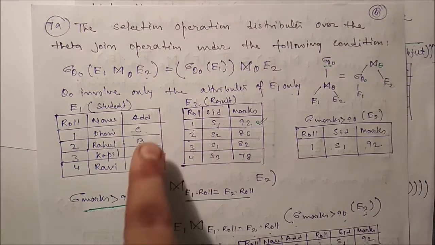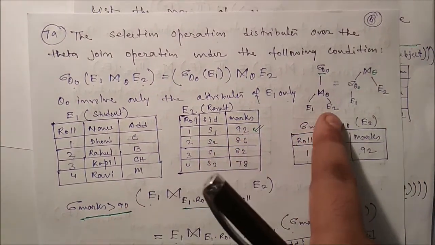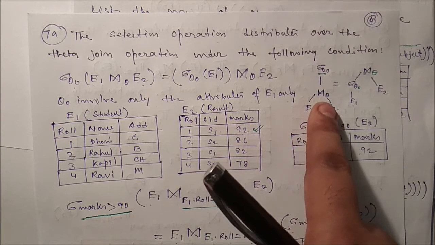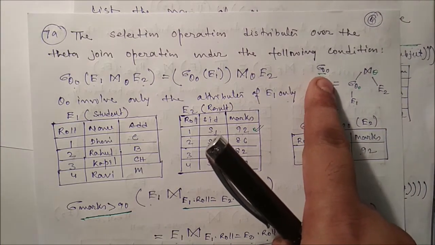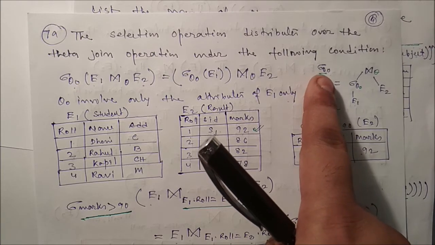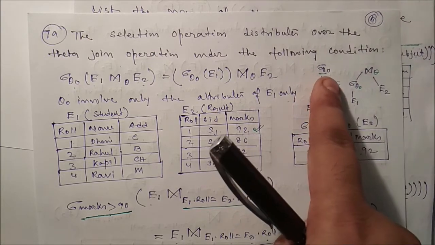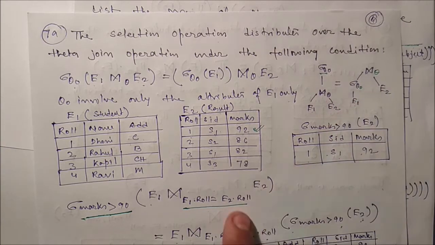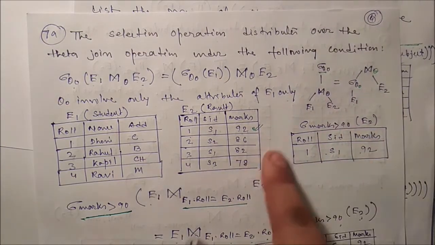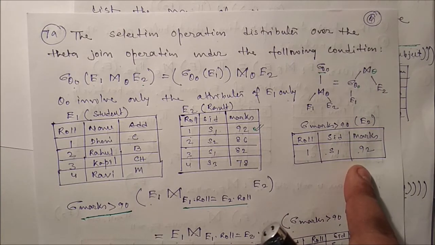So this is our 7a condition, you can remember this one. Here we first apply the join, then the selection, but what is this selection condition? It is only on E1. So this condition is applicable only to E1, so first apply this one. If you do this, we can reduce the intermediate table size.